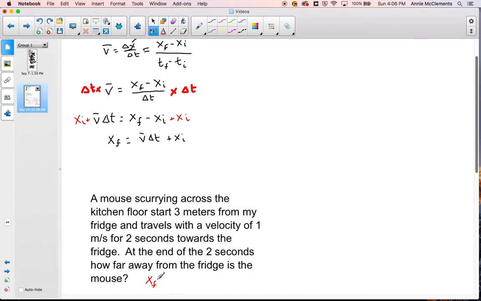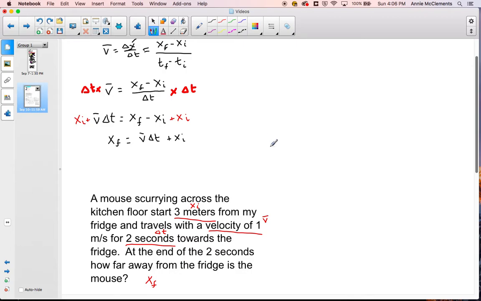And we can look through here and figure out what values, right, for what variables are already provided, right? We're given this value of 3 meters, right? And it says that the mouse starts at 3 meters. So this is most likely my initial position, right? We're also given the velocity, right? And the time interval, right? 2 seconds. So we have a bunch of information here. It's just a matter of plugging it into the correct spot in our equation and solving accordingly.